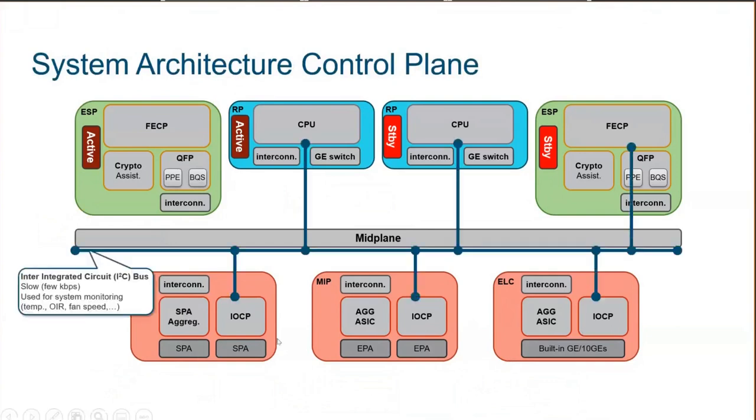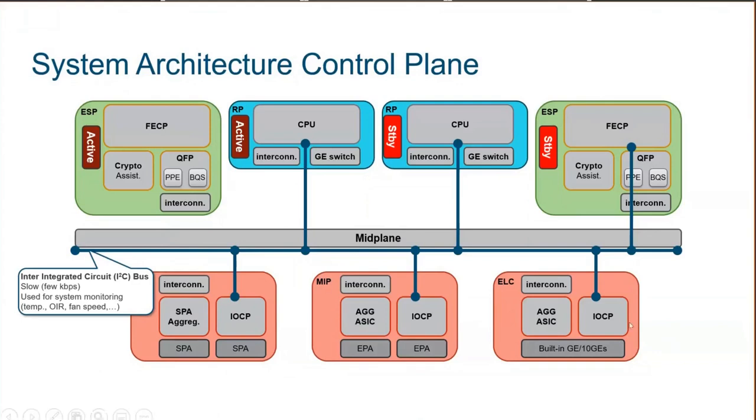So as I was saying, the mid plane is a circuit or the internal links through which these modules communicate with each other. There is something known as the integrated circuit bus, that is the I2C bus. This will be used for system monitoring. Basically, the RP has to monitor the entire chassis, whether the modules are responding or not, whether a module is failing, whether it is okay and performing as expected. That will be taken care of by the RP, and that will be done through the I2C bus.